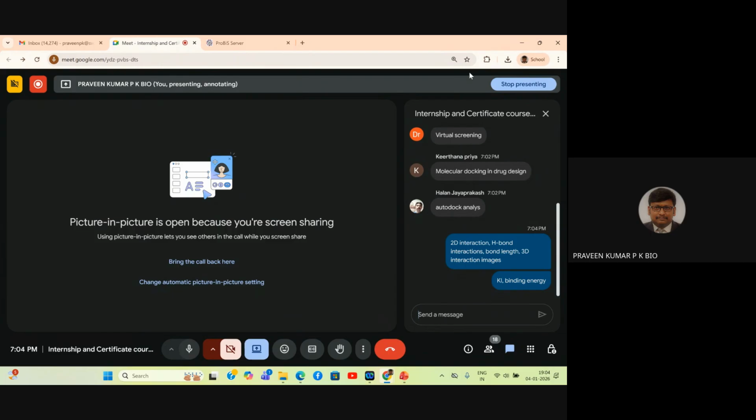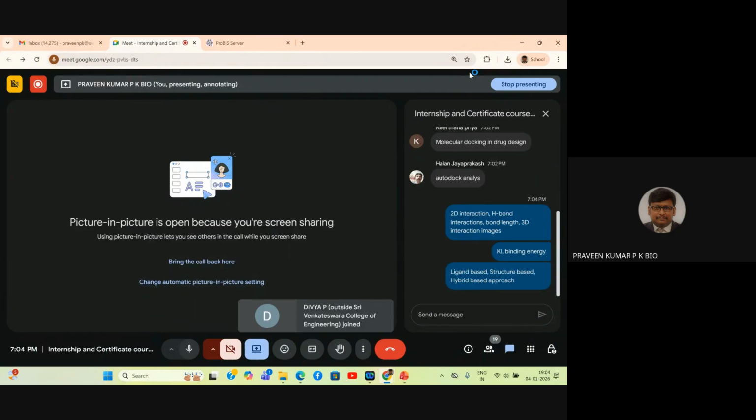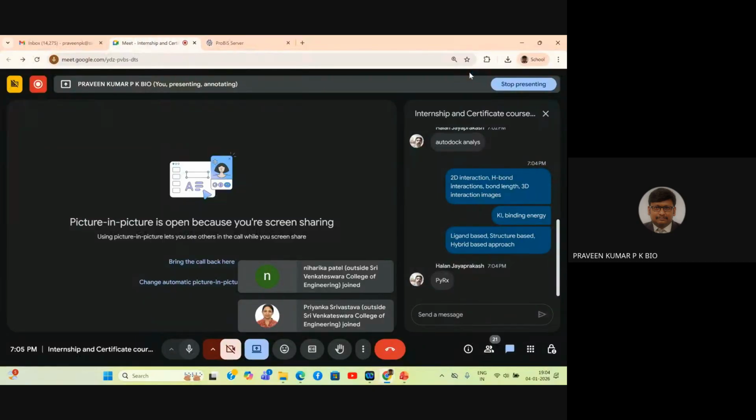Then we have gone through these three types of virtual screening. We also saw that we classify it as ligand based approach and structure based approach. And the last one is the hybrid based approach. Did you remember this? So these are the three approaches of virtual screening. So after this, we have gone to a hands-on session with Autodock PyRx. Okay. So yes, you're right.